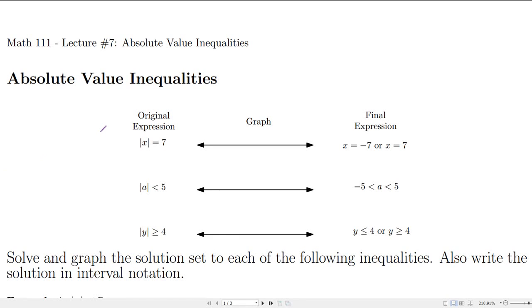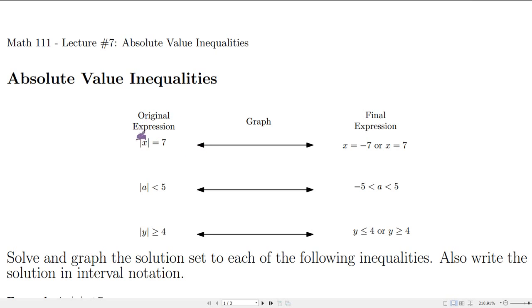Okay, so continuing our study of absolute values. In this section, we're going to talk about absolute value inequalities. We can actually graphically represent what's going on in these situations in a nice way.